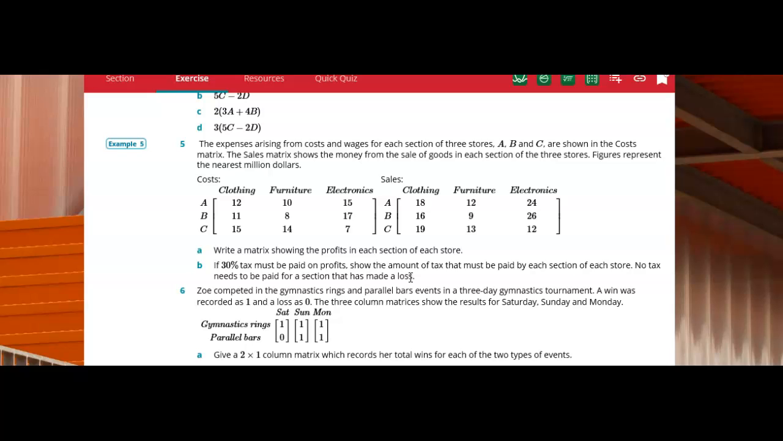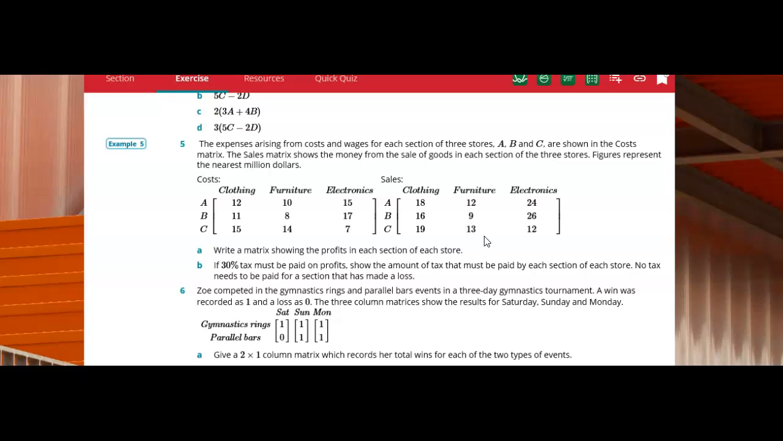So question B, if 30% tax must be paid on profits, show the amount of tax that must be paid by each section of the store. No tax needs to be paid for a section that has made a loss. So remember, first of all, we've got to identify any losses. Now, just by looking at this, you would get a loss if your cost was greater than your sales. Now, the only one is in store C for furniture. It cost $14 million, but they only made sales of 13 million.